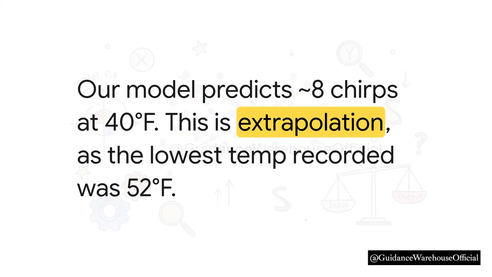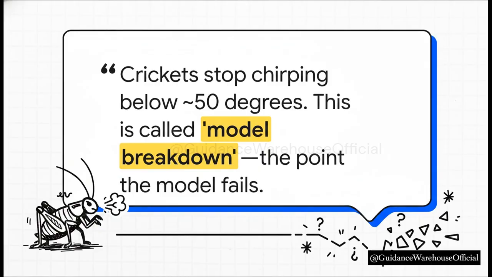We're in uncharted territory. And here's why that is so dangerous. In the real world, when it gets too cold, crickets just stop chirping. Our nice, neat, straight-line model has no idea that's going to happen. This is the classic case of what we call model breakdown. It's the point where our math equation stops reflecting reality, and extrapolation can lead you straight into it.